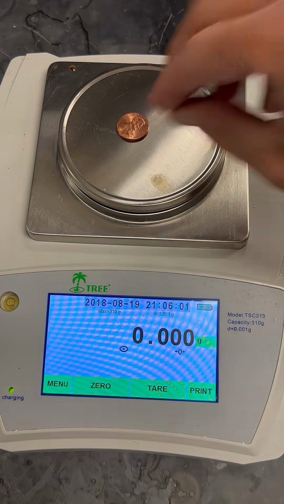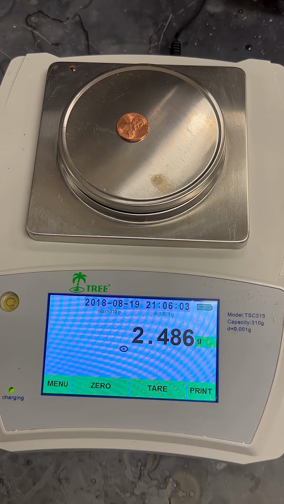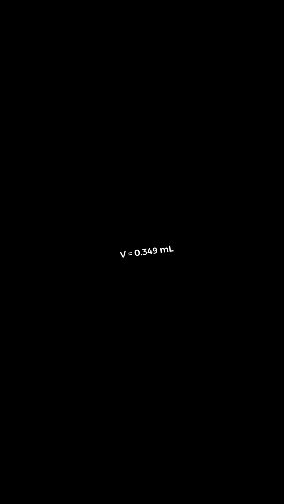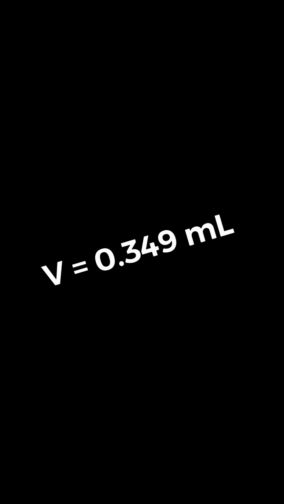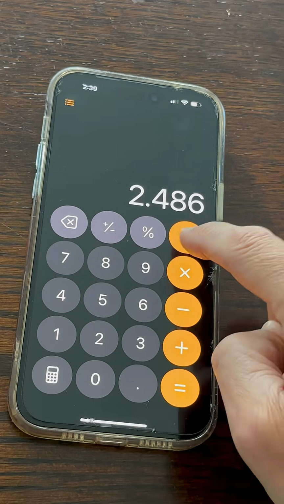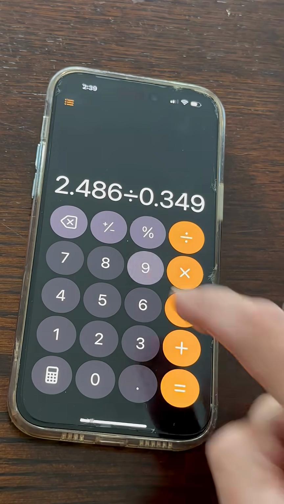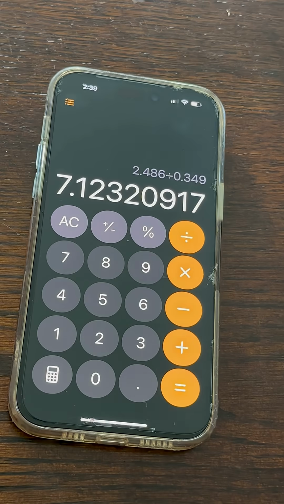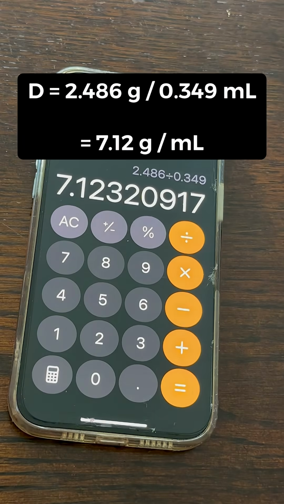In this case, the measurement had 4 digits, 2.486 grams. However, the tricky part here is that the volume was only given to 3 digits, 0.349 milliliters. So because our volume only has 3 digits, the result of the density calculation should also be rounded to 3 digits. And the density is recorded as 7.12 grams per milliliter.